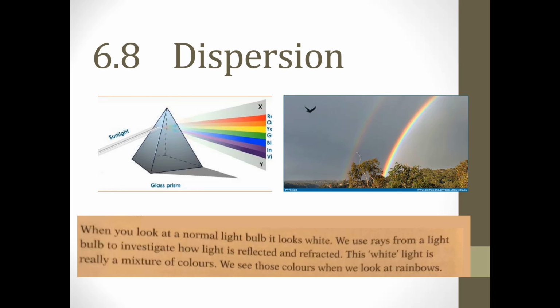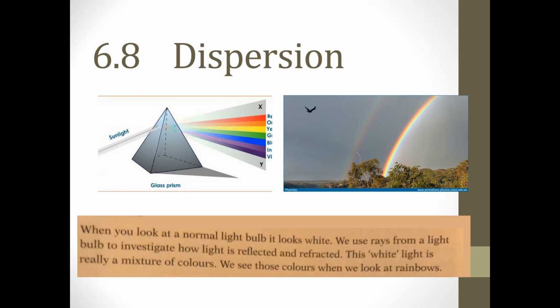Students of Year 8. Today I want to explain lesson 6.8, dispersion of light, on pages 124 and 125. As an introduction, when you look at a normal light bulb, it looks white. So the color of a normal light bulb is white.